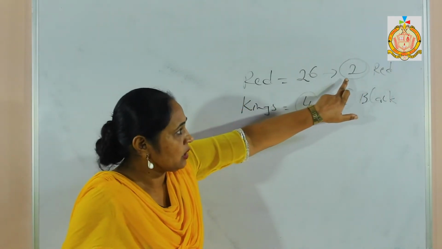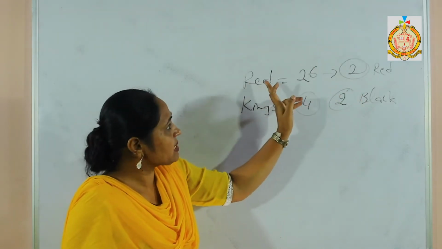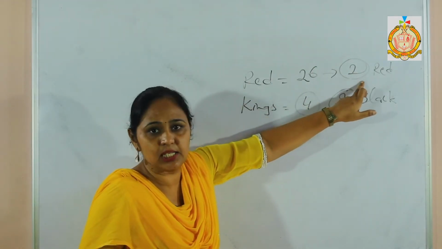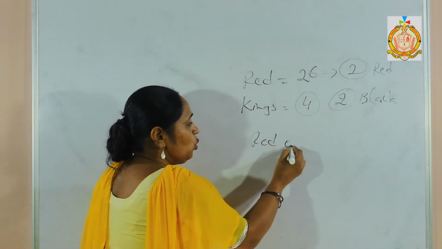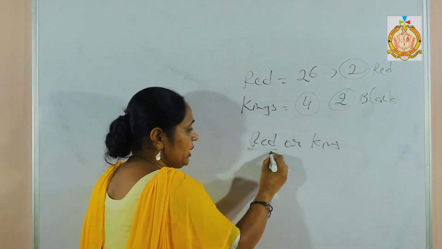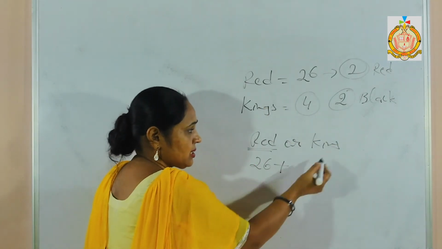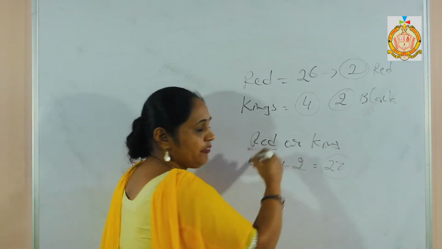But I know I need a red card with a king. That means red also and king also. There are only 2 cards. If we say red or king, then I will take the total 26 red plus these 2 black kings, so the total becomes 28. That becomes my favorable outcome.